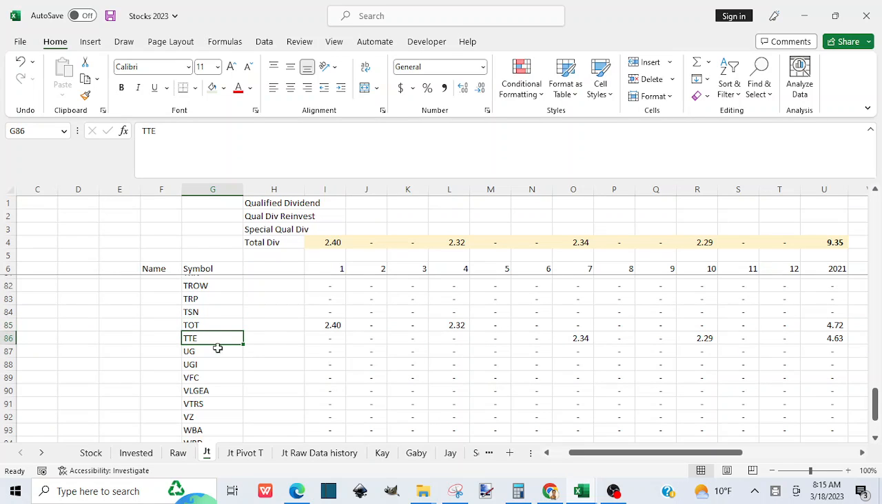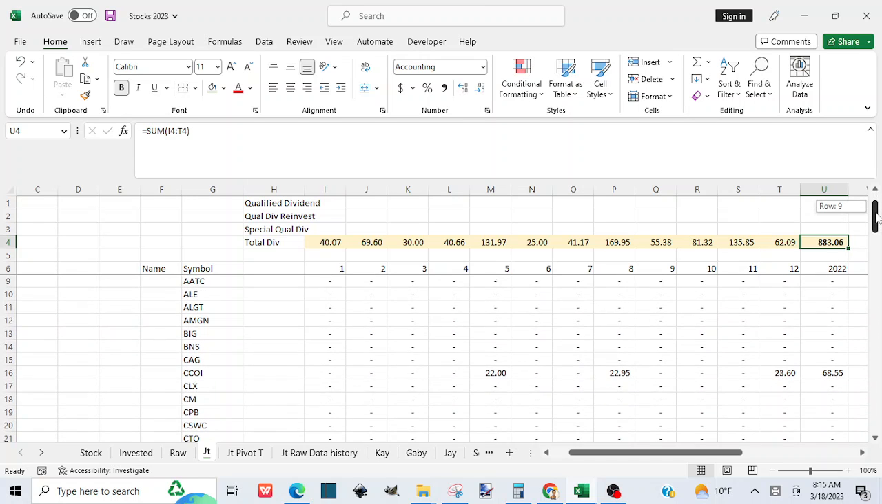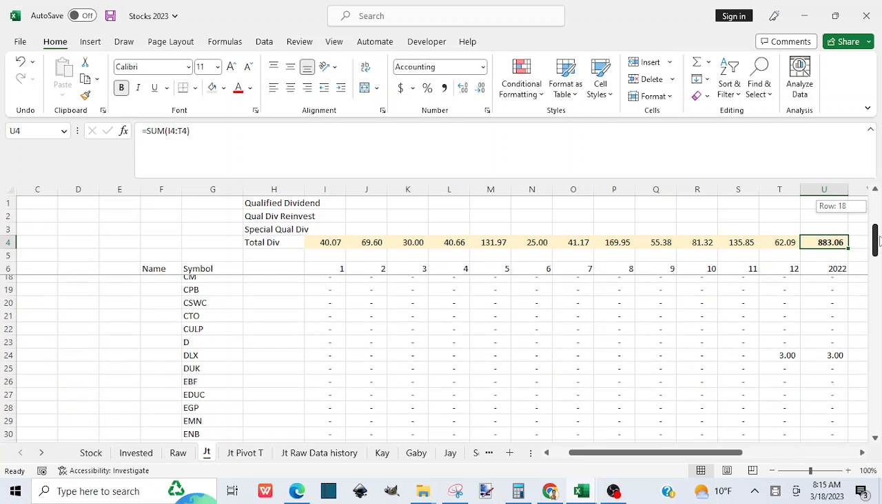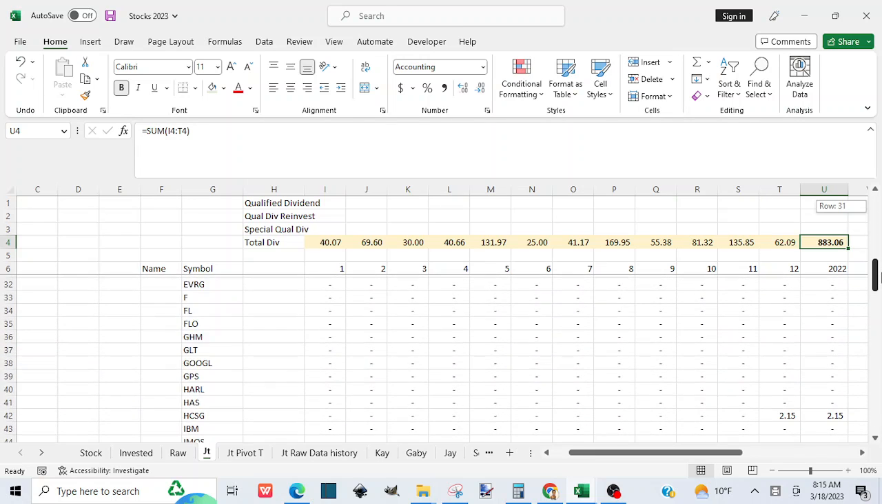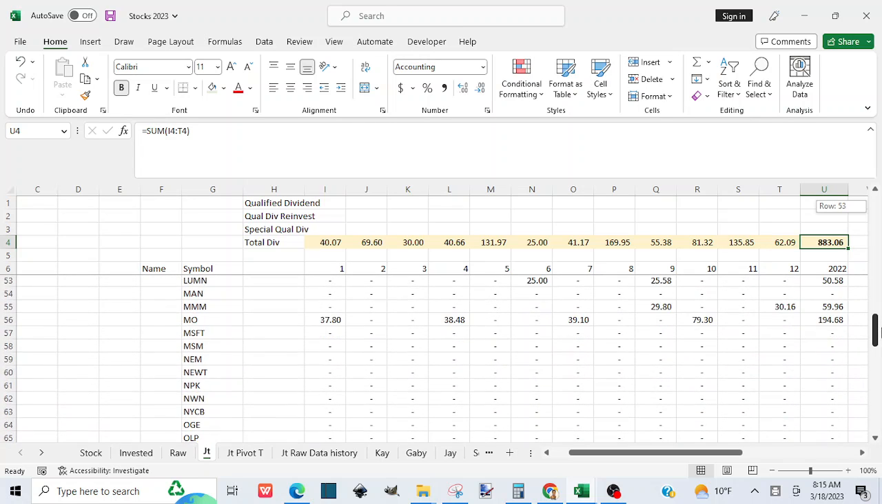So it got split. It changed name to TTE. So both came from that same company, and in 2022, you can see the total dividend, 883, and it came from different types of stock investment.